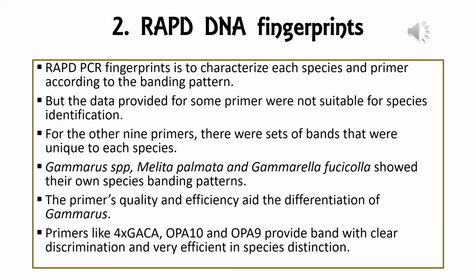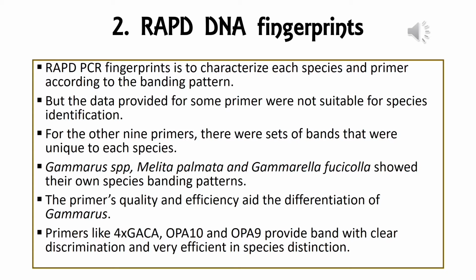Next is about random amplification of polymorphic DNA fingerprints. RAPD PCR fingerprinting is used to characterize each species and primer according to the banding pattern. But the data provided for some primers were not suitable for running RAPD analysis and species identification. But the clear primers will set bands that are unique for each species.